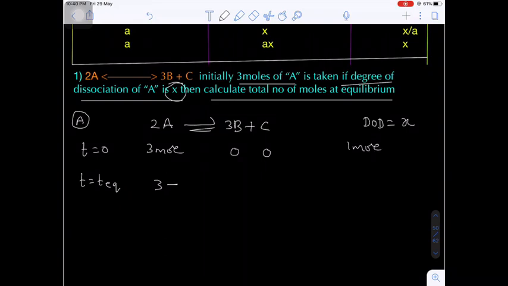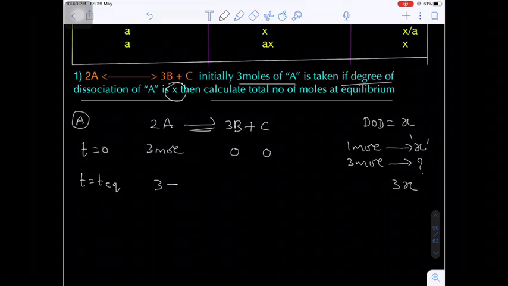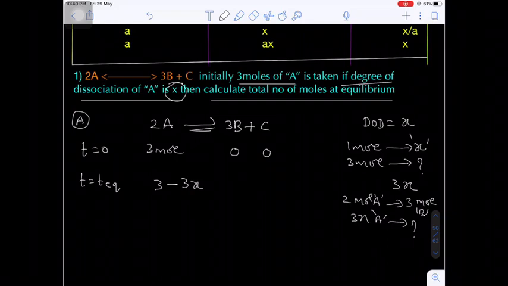X. That means when 1 mole decomposes, it gives X moles. But we have 3 moles of reactant. When 3 moles decompose, 3x moles are dissociated, so the remaining moles will be 3 minus 3x. Now 2 moles A will give 3 moles B. Now the 3x moles of A will give how many moles of B?